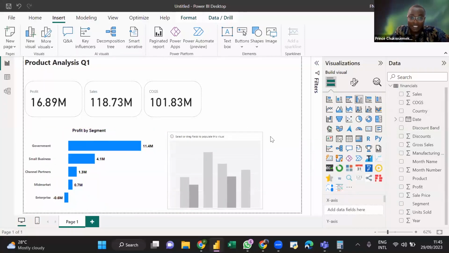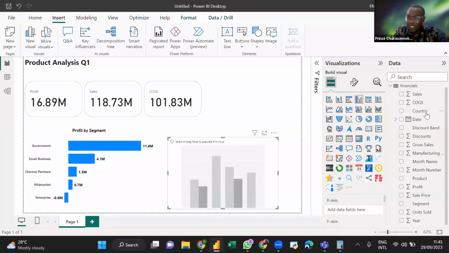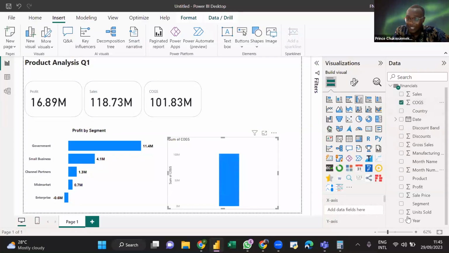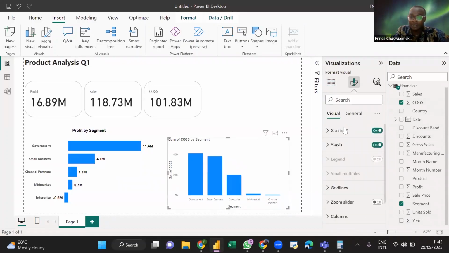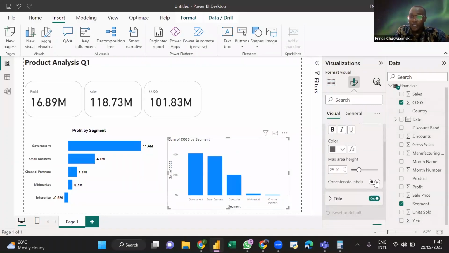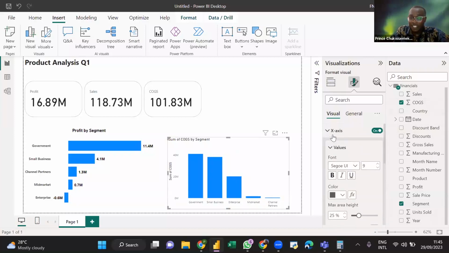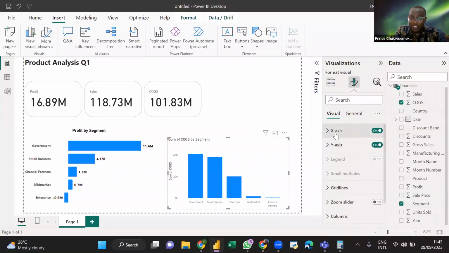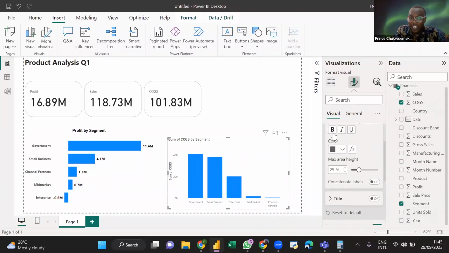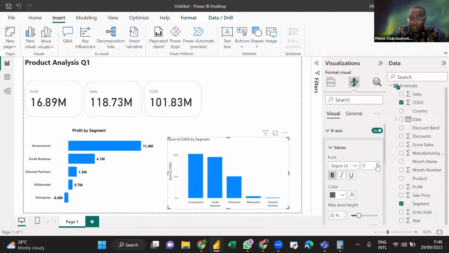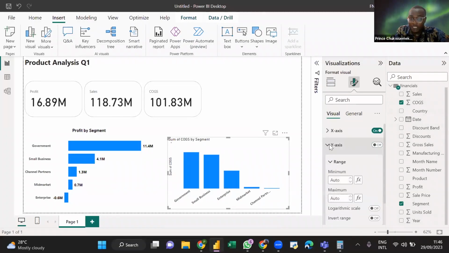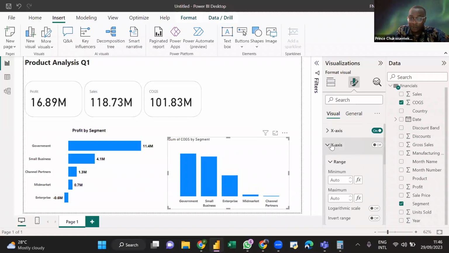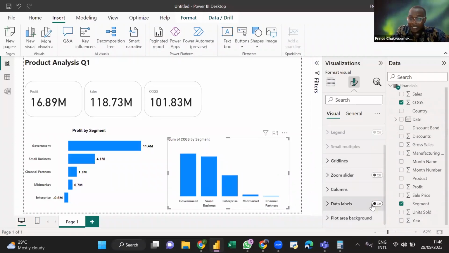Okay, so I'm just trying to get insight into why I'm having minus 0. So I want to see cost of goods by segment. So you see, this is something that businesses will make decisions with. So you are seeing the cost we are spending. Let's just look at it together. So in the y-axis, I'm going to remove it, and the titles I'm also going to remove. Now let's add a data label.